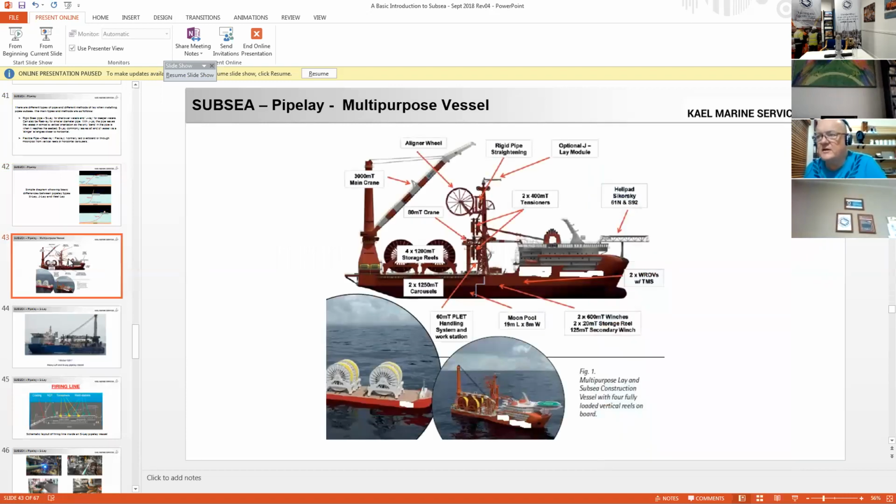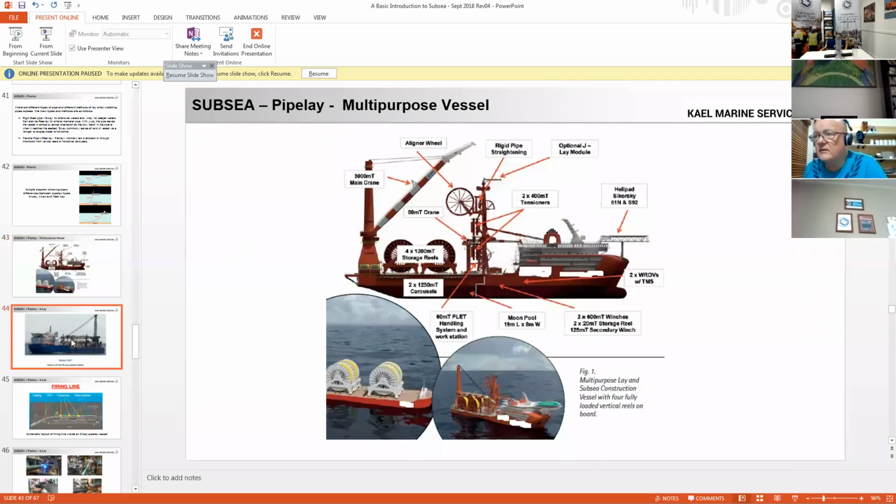This is a multi-purpose pipelay vessel. It has carousels and a crane, because it's going to be lifting reels of pipe or carousels of pipe on and off the vessel. If you look at that, this has actually got two 1,250 metric ton carousels, so all that has to be lifted, so you need a ship's crane. You have an optional J-lay module with rigid pipe straightening sections in it. It's got the moon pool for the J-lay.